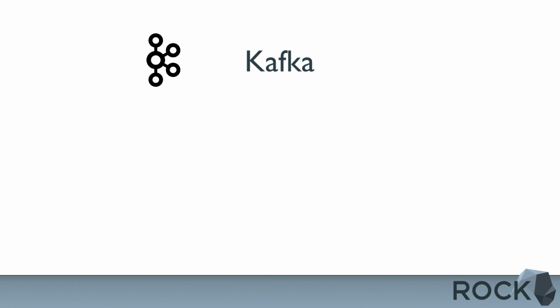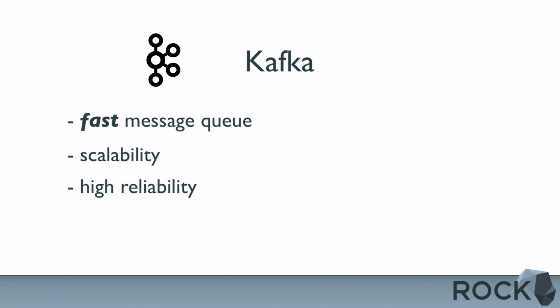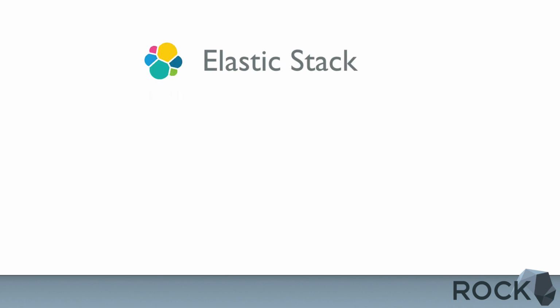We have all this incoming data, so how do we balance the load? Enter Kafka. Kafka is a fast message queue that gives us the ability to scale, a highly reliable write to disk, and makes the data available to the Elastic Stack.